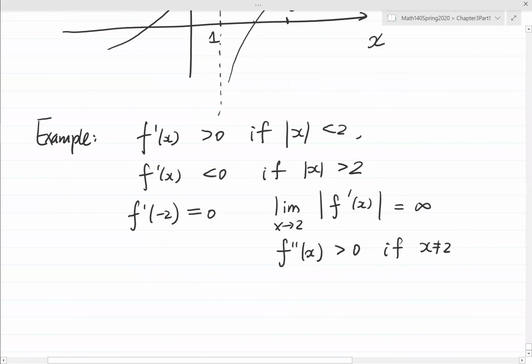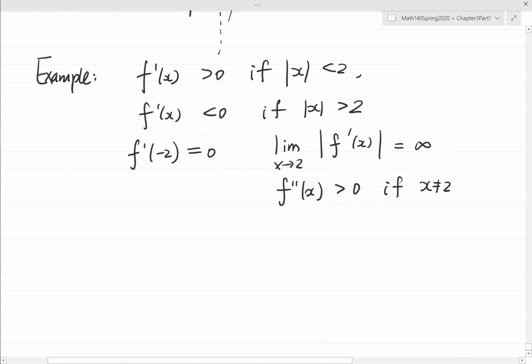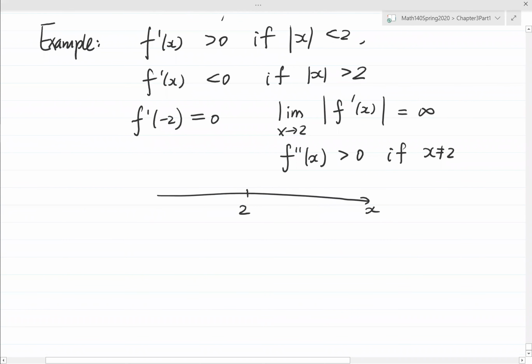Try to keep all the information in a table. So here the key point is 2. If you put the number 2 on the number line, it has 2 intervals: negative infinity to 2, and then 2 to positive infinity. Also, we have negative 2. Sorry. So negative 2 to 2, and 2 to positive infinity.